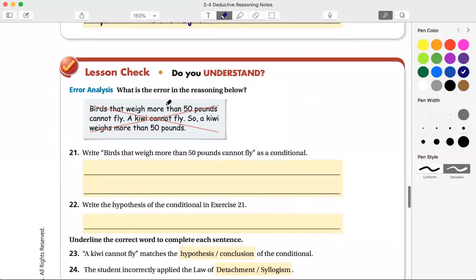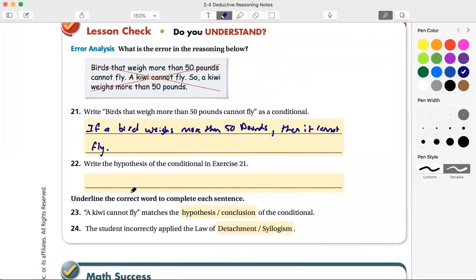All right, so what went wrong here? Birds that weigh more than 50 pounds cannot fly. A kiwi cannot fly, so a kiwi weighed more than 50 pounds. Write birds that weigh more than 50 pounds as a conditional statement. If a bird weighs more than 50 pounds, then it cannot fly.